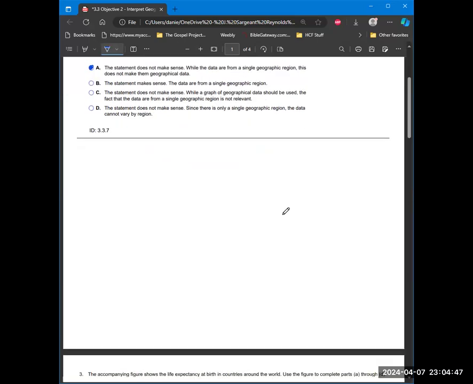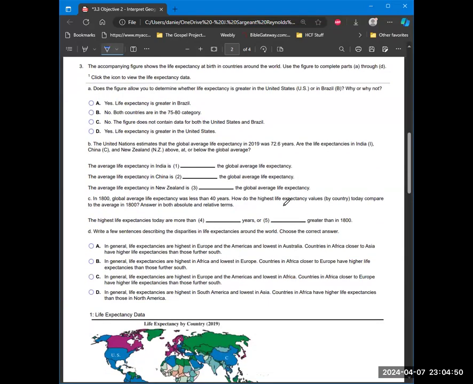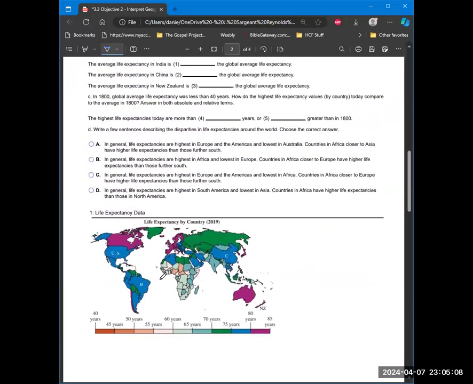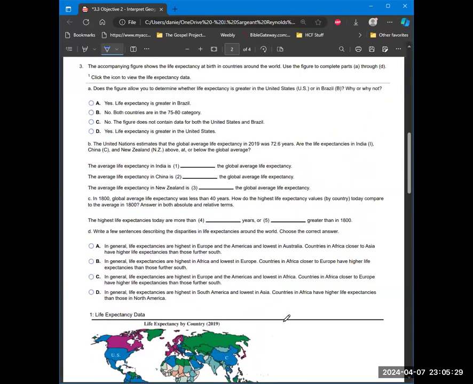We'll see some maps here of geographical data. We'll see when we should be using that. So the accompanying figure shows the life expectancy at birth in countries around the world. Use the figures to complete parts A through D. And here's the life expectancy data here. And you can see the smaller numbers are in the red orange area. And then it goes up into the blues and greens up here, all the way up to purples are the highest values.